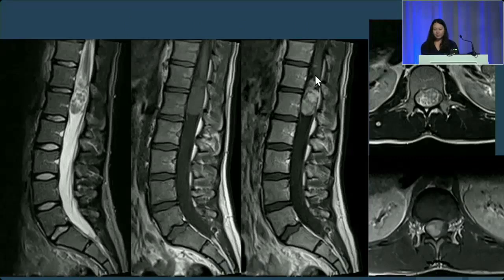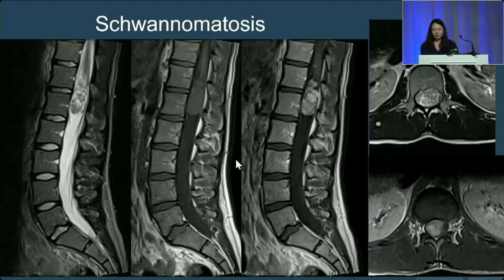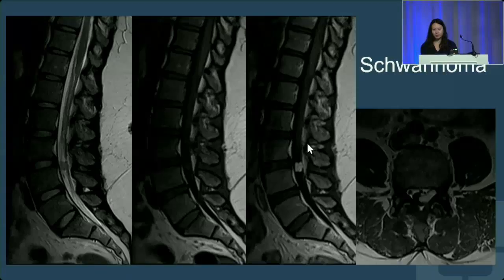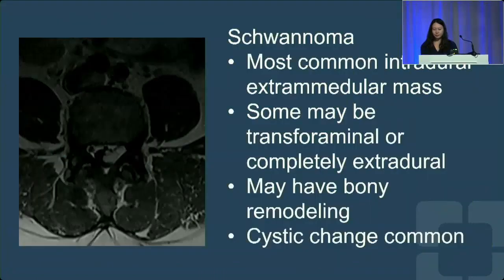Here's another example of an intradural extramedullary lesion. And this person actually has had other lesions that were intradural extramedullary. He actually had schwannomatosis. Here's an example of a schwannoma. You have this characteristic dumbbell shape that extends into the neuroforamen. Schwannomas are the most common type of intradural extramedullary masses.